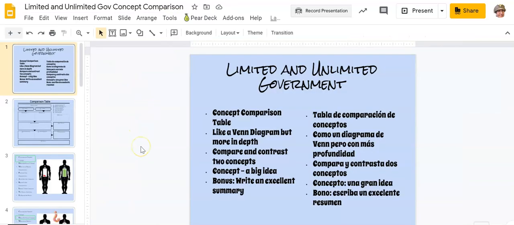Alright, so this is a presentation that I'll do with the students. Our concepts are limited and unlimited government. So this will be our first concept comparison table, and I'll introduce it by explaining that it's like a Venn diagram, but it goes into a lot more depth. We are going to be comparing and contrasting two concepts, and I'll have to explain to them what a concept is. And since 6th graders are not great at writing summaries, I'm going to explain to them that this is also a really easy way to write an excellent summary that will make your teacher happy.